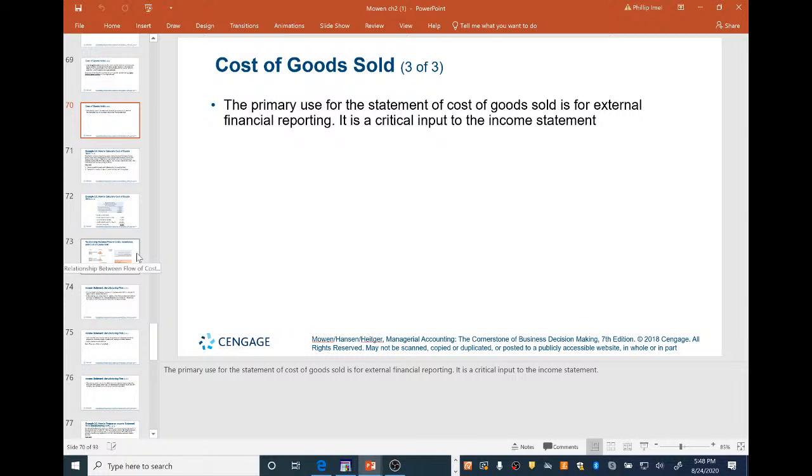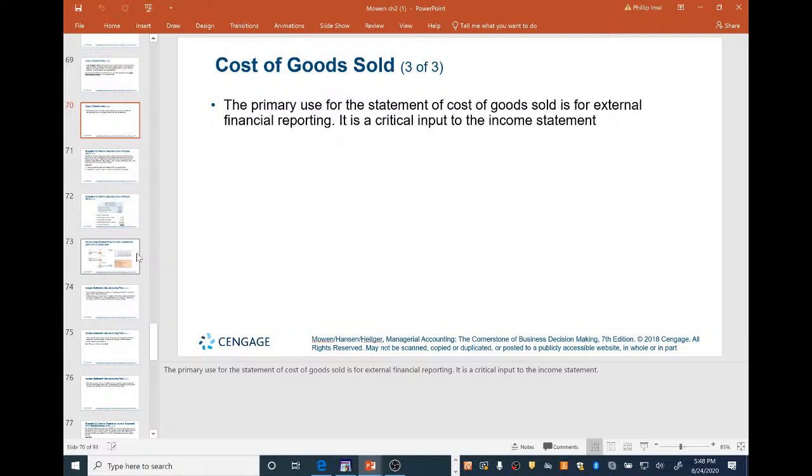The primary use for the statement of cost of goods sold is for external financial reporting. It is a critical input to the income statement. Once again, remember, cost of goods sold is going to determine everything else on your income statement, so you've got to get it right. That's why it's so imperative to make sure you know what enters into the cost object, and this whole thing of cost. Everyone good on that?